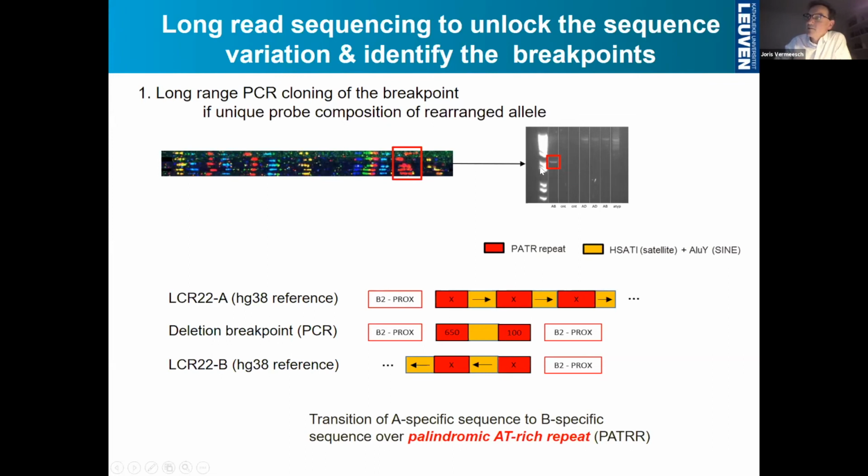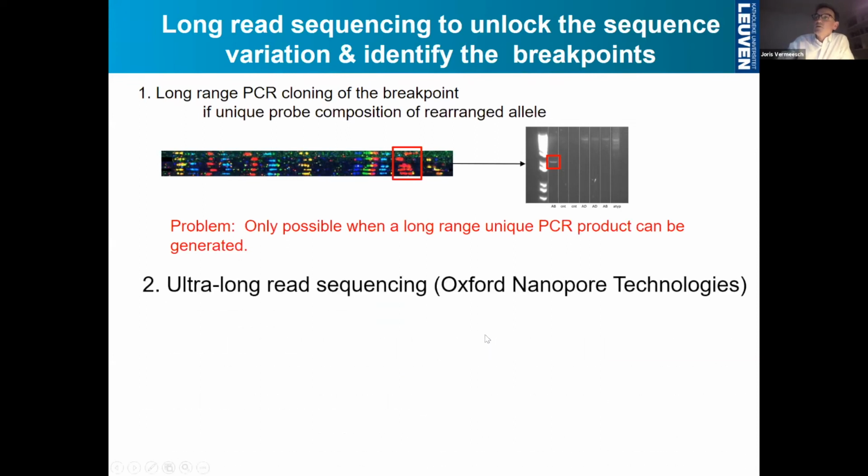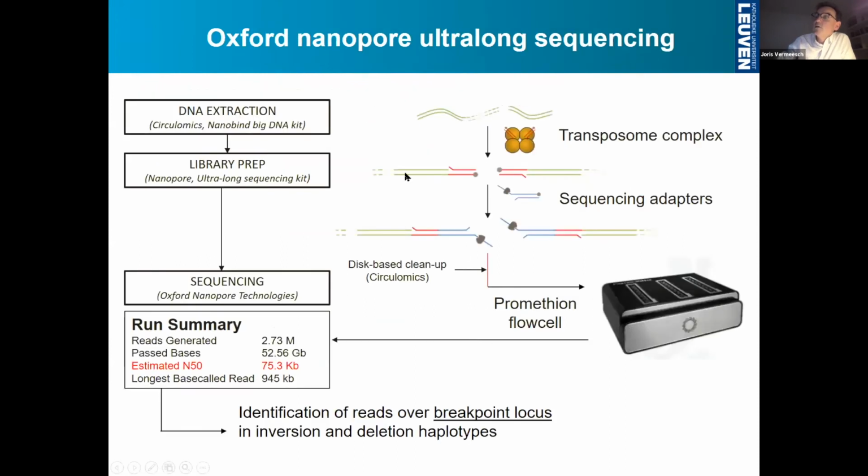And in this particular family, we identified that the breakpoint should be around these red blocks or PATR sequences. Here we didn't have the parents because it was familial, so the grandparents had already died. So we're not completely sure exactly where the breakpoint is. But then we started doing long-read sequencing, ultra-long-read sequencing, where we have an N50 of 75 kb.